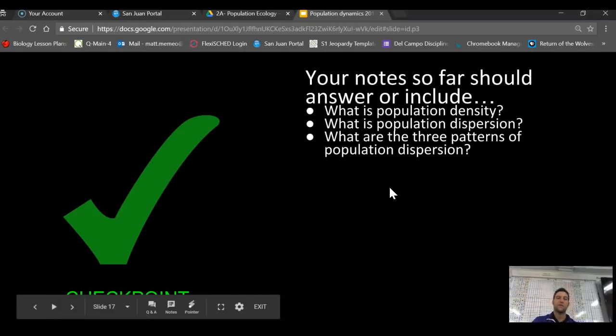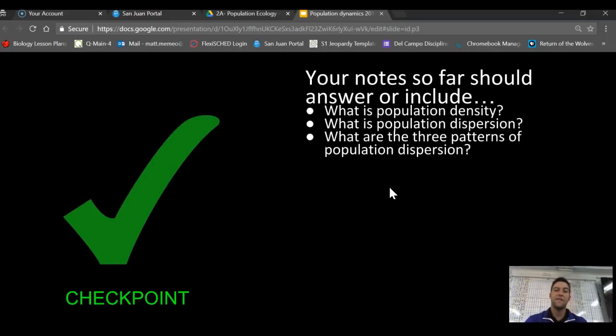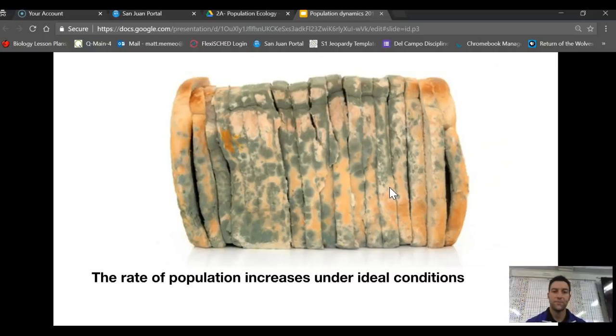All right, so in your notes, at this point, you should know what population density is. We talked about the number of individuals in a given area. You should know what population dispersion is: the way that they are spaced out in the area that they occupy. And then you should also know what the three patterns are and why we see them. The three patterns are clumped, random, and uniform.